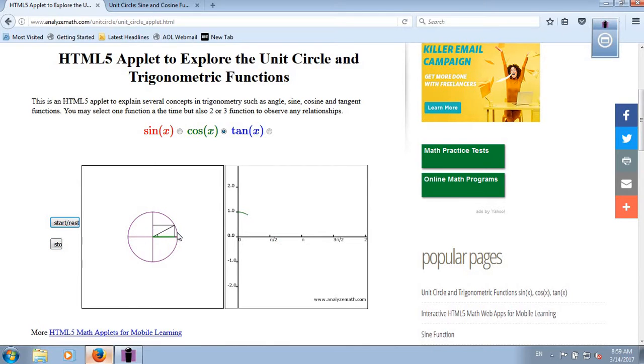So let's go and reset. You start with 1 at 0. It goes to pi over 2, 0, then decreases down to pi, negative 1, then increases back up to 3 pi over 2, 0, and then continues to increase until it reaches 2 pi, 1. So this is how cosine progresses.